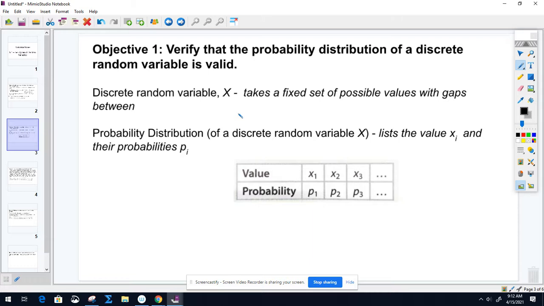And the probability distribution of a discrete random variable x lists the x values and the probability. So same thing here, okay, where we have the x values listed here. So an example would be 1, 2, 3. There's a whole bunch of numbers between 1 and 2 that aren't there. And then the probabilities are just listed below. So let's take a look at an example. Again, I think it's really simple.